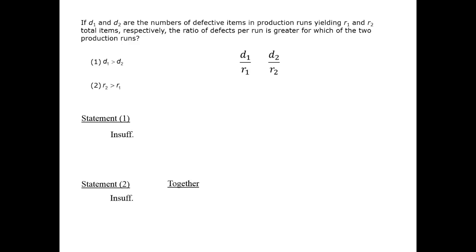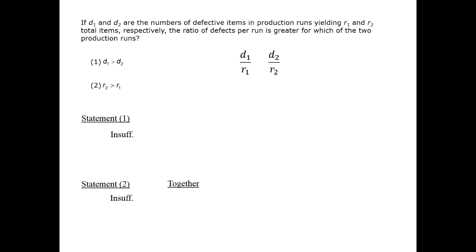We can see this by considering a limit condition. Say the two runs had the same number of total items. The R's are the same. Then if the first one had higher defects, it has a higher defect rate. d1 over r1 would be greater than d2 over r2.